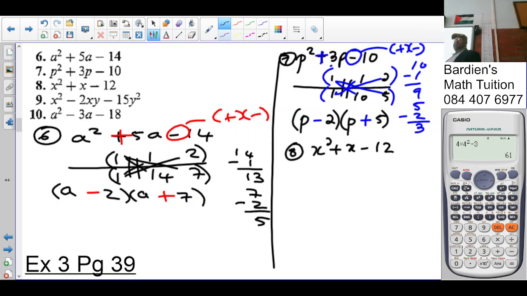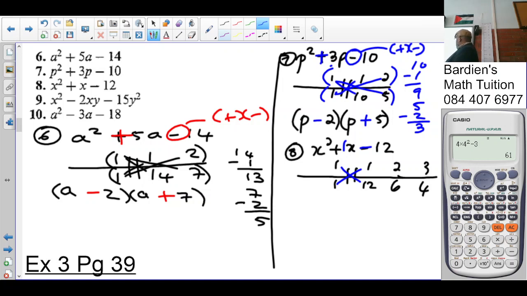Number 8, you got x squared plus x minus 12. We start off with a product line. So what goes here? 1 and 12, 2 and 6, 3 and 4. Okay. So what do we have here? We add or subtract the products. The last term is negative, so subtract the product. 1 times 12 is 12, 1 times 1 is 1. Subtract it, you get 11. What am I looking for? 1.